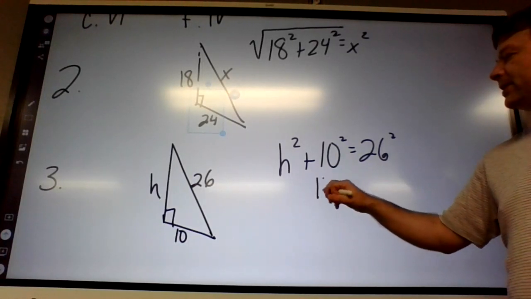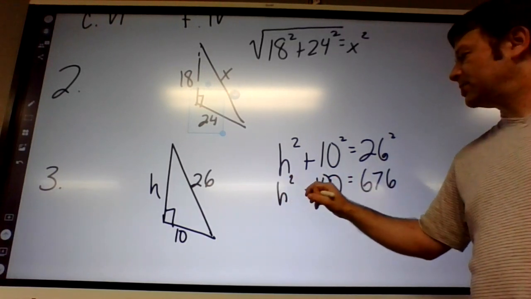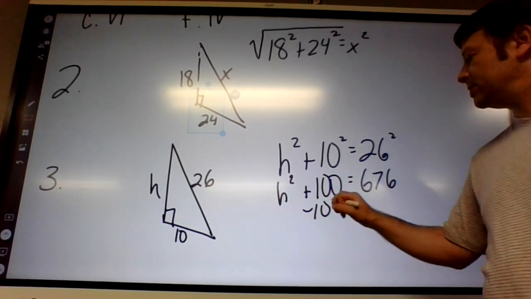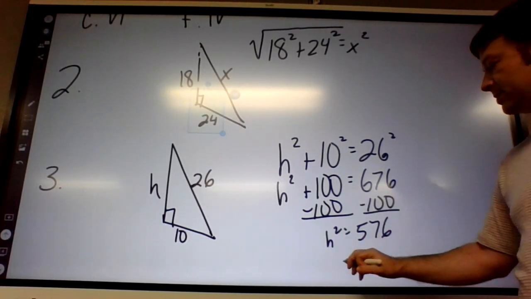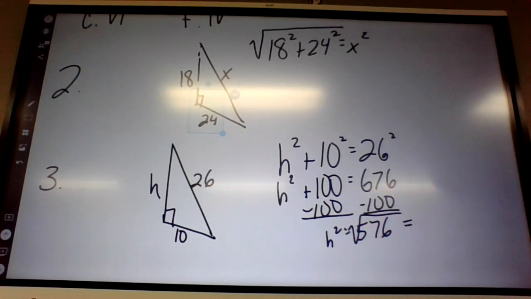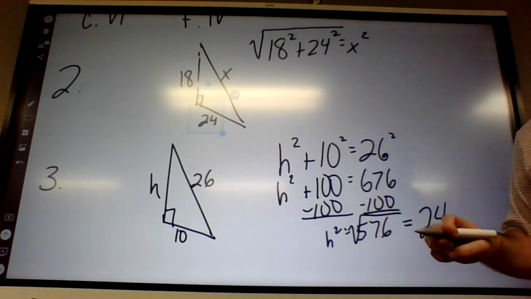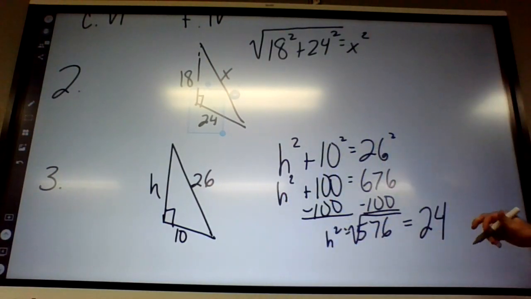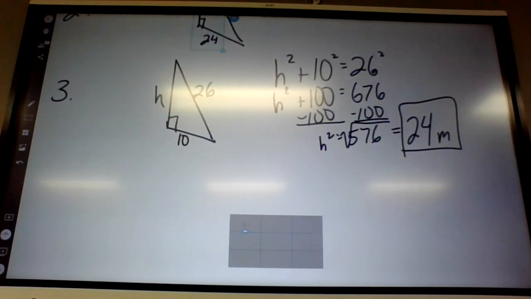So, yeah, if I remember right, this was like 676. Yep. So when you subtract 100, it's 576, and then you're gonna square root 576. The square root of 576 would be 24. Meters or meters squared? Meters, because it's an edge length, not an area. Or a height length, I guess.